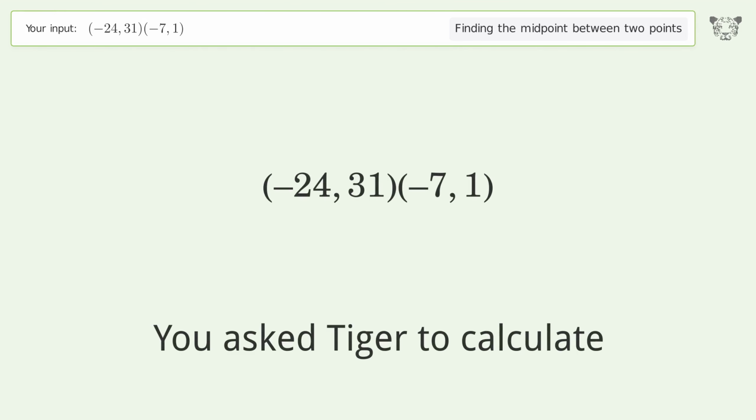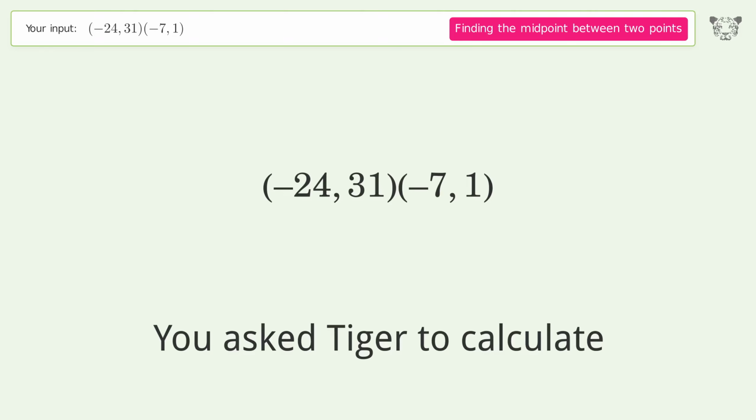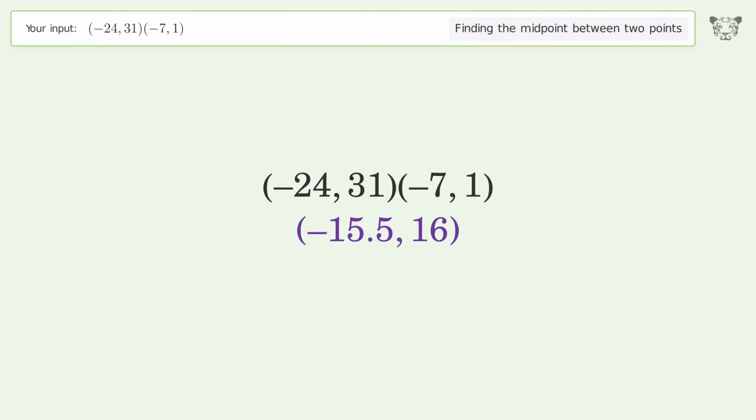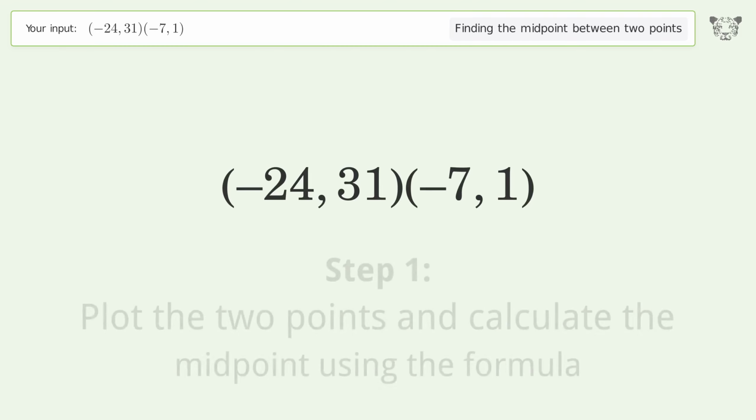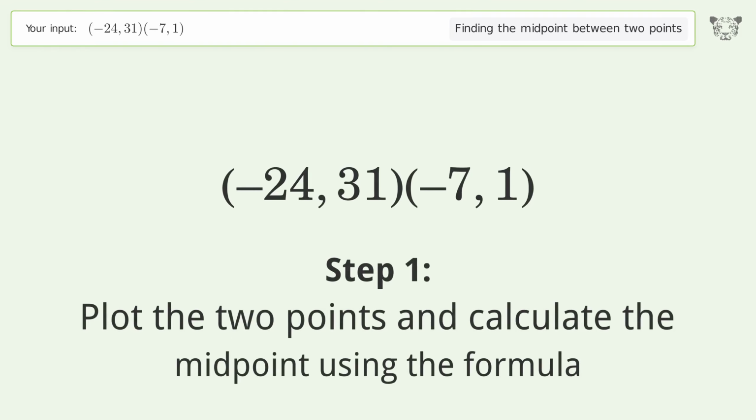You ask Tiger to calculate. This deals with finding the midpoint between 2 points. The midpoint between the 2 points is negative 15.5, 16. Let's solve it step by step. Plot the 2 points and calculate the midpoint using the formula.